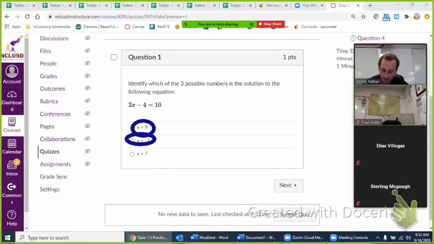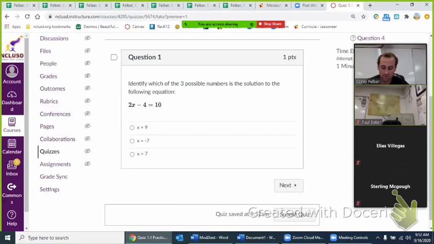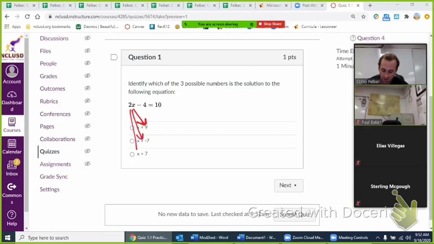Does that make sense? Are you guys seeing that? All of our possibilities are x's. So what that means is that we need to replace this x with each of these numbers, and then see what happens.